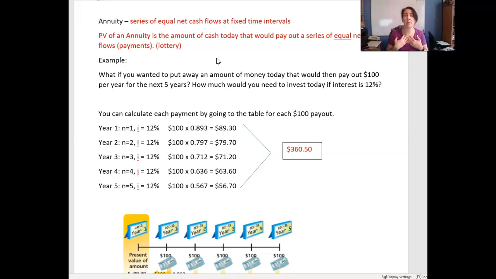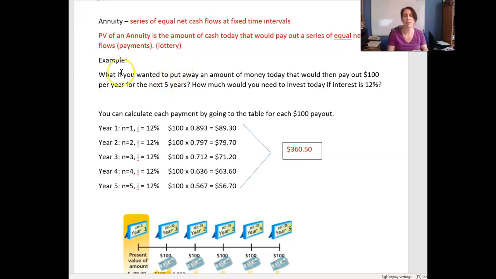Let's say I wanted to put away money today. I'm working hard at my job, and I want to put away money now for when I retire, because I want in my retirement a certain amount of money to be paid out to me every year. That's an annuity. Okay, so the annuity piece comes in absolutely mostly with retirement. You're going to see that. But you're also going to see that with the lottery. The lottery is an annuity. And we'll get into the math on the lottery and a lottery example in just a minute on the next page.